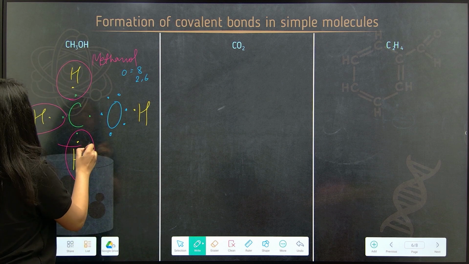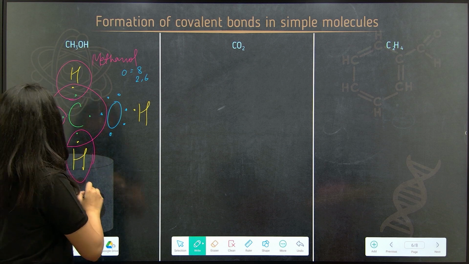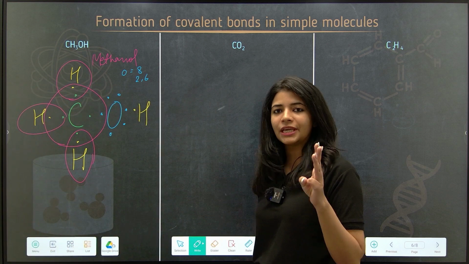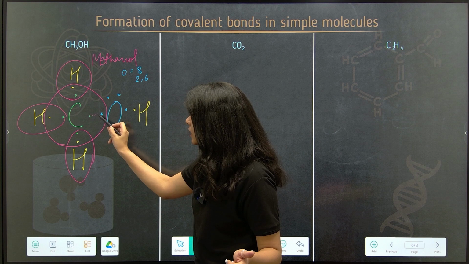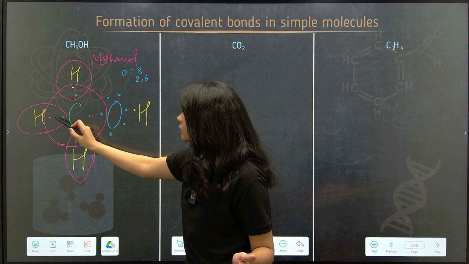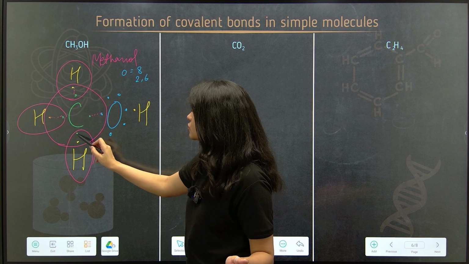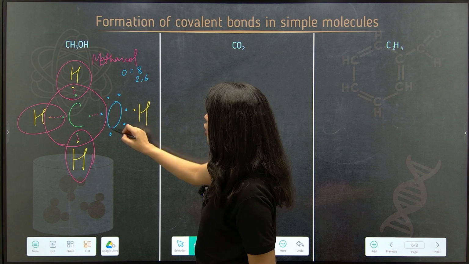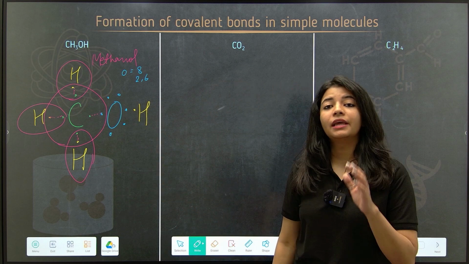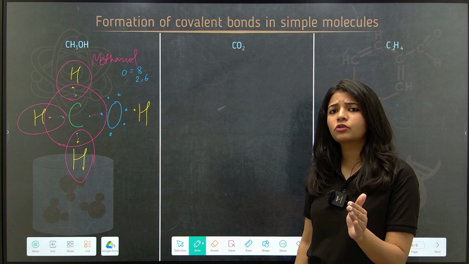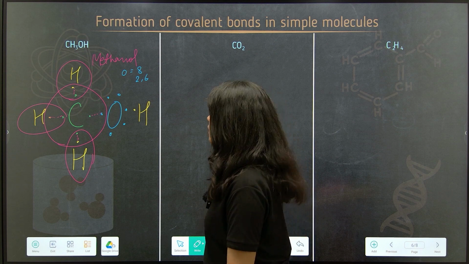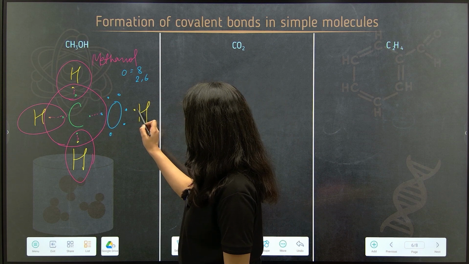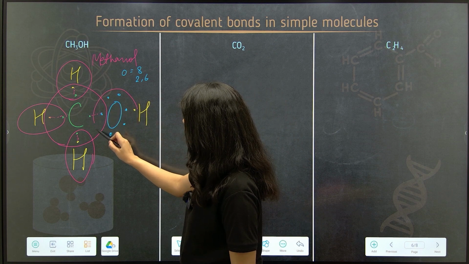Next, carbon needs 8. So it will take 1 electron from each of the 3 hydrogens and 1 electron from oxygen, right? So there will be bonding between carbon and hydrogen, carbon and hydrogen, and carbon and hydrogen, okay? Then how many electrons does oxygen need? The number of electrons in its valence shell is 6, so it needs 2 more electrons. One it will take from carbon, another one it will take from hydrogen, okay?